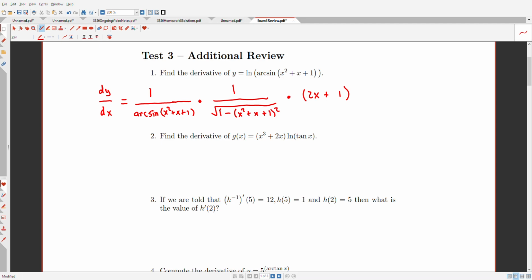Okay, so all that I did here, maybe I'll try to highlight some of this. When I took a derivative of this outside function, natural log, I got 1 over all of the other stuff. And then, when I took a derivative of the arcsine, I get 1 over the square root of 1 minus all of the stuff in the arcsine function squared. And then finally, this last piece here was just taking a derivative of this last inside function.